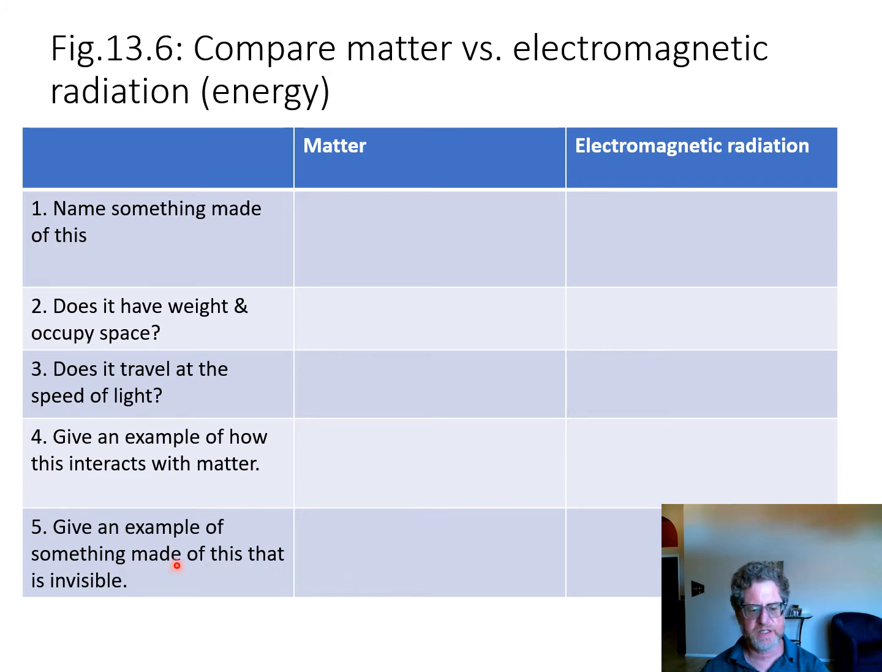Give an example of something made of this that is invisible. So gases are the obvious answer. Oxygen and nitrogen are in the air around us. It's part of the atmosphere, and yet we can see right through them. Electromagnetic radiation, anything except visible light would be invisible. The visible part of the spectrum are the different colors we see, but we don't see microwaves, we don't see radio waves, we don't see X-rays.